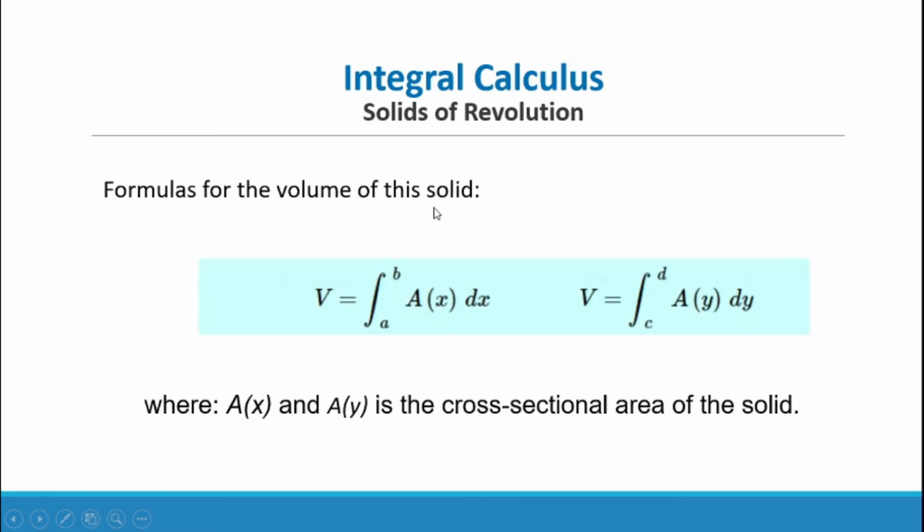For the formulas for the volume of this solid of revolution, volume is equal to the integral of A(x) dx from a to b. V is equal to the integral of A(y) dy from c to d, where A(x) and A(y) are the cross-sectional area of the solid.